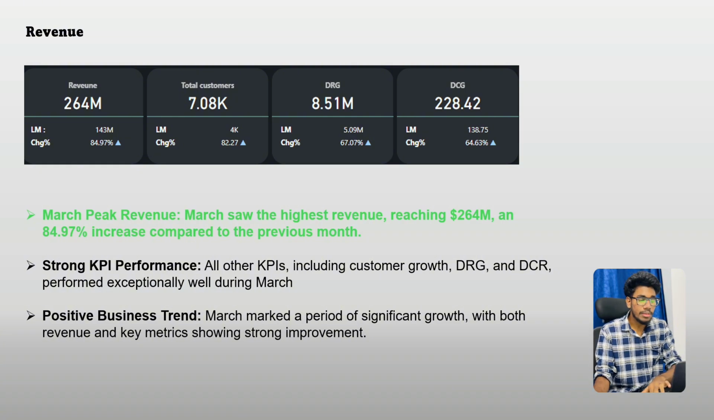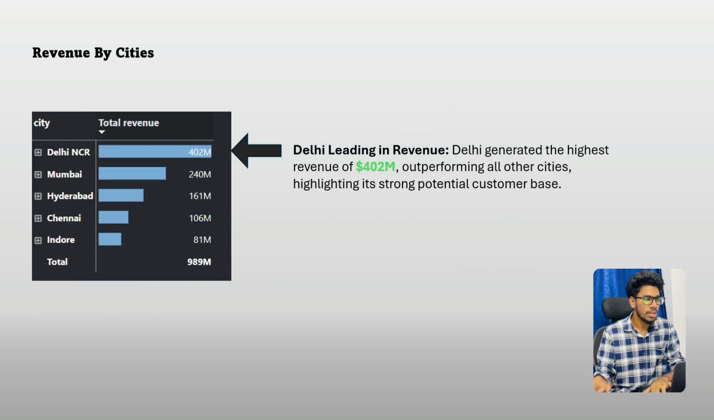And let's go deeper into revenue split by cities. So Delhi is leading in revenue, generating 402 million and outperforming all other cities, highlighting the strong potential customer base in Delhi. And we can observe total revenue followed by Mumbai, Hyderabad, Chennai and Indore. And we can say Indore is not performing well in terms of revenue. It's only generating 81 million, and we need to tackle what is happening in Indore.